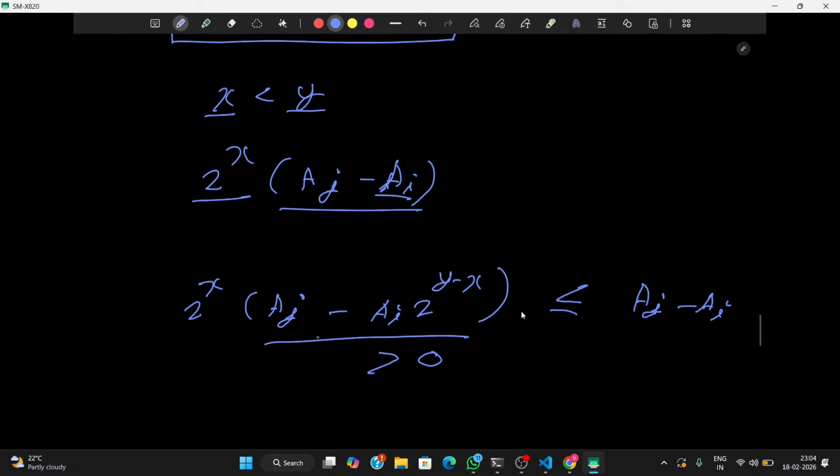So you can see this by bit set also. You can prove by contradiction also that if you want to do something like this, where y is greater than x, you can take 2 raised to the power x common and you will see something like this, right?